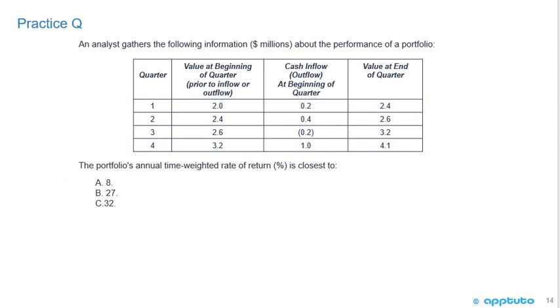So we're down to the last slide for this LOS, and it's just a practice question on the time-weighted rate of return. So an analyst gathers the following information in millions about the performance of the portfolio. You've got 4 quarters. You've got the value at the beginning of the quarter prior to inflow or outflow. You've got the cash inflow or outflow at the beginning of the quarter, and then the value at the end. So the annual time-weighted rate of return is closest to A, 8%, B, 27%, or C, 32%.